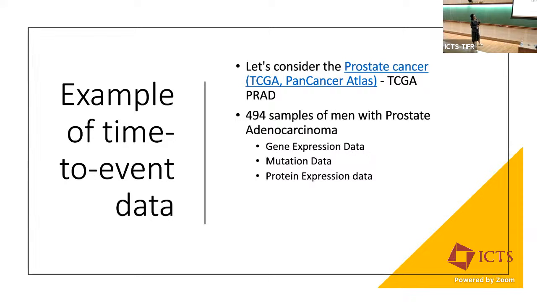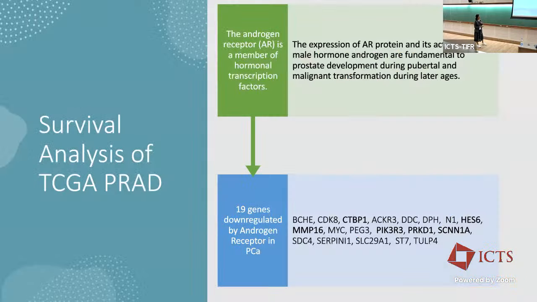So let's consider the prostate cancer data set from the TCGA, the Cancer Genome Atlas. It is the biggest publicly accessible database for cancer data. I've taken it from there. In there, you have 494 samples of men with prostate adenocarcinoma, and it has data for gene expression, mutation data, and protein expression data. So using all these three data, we have done a survival analysis on that.